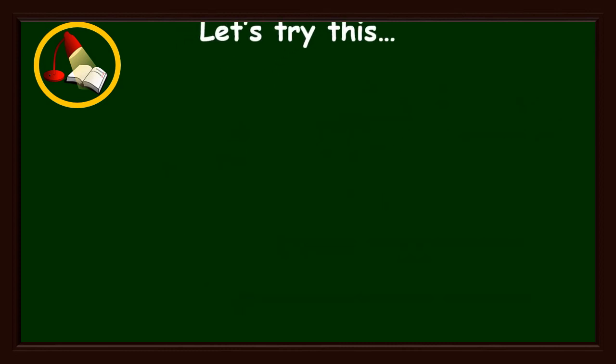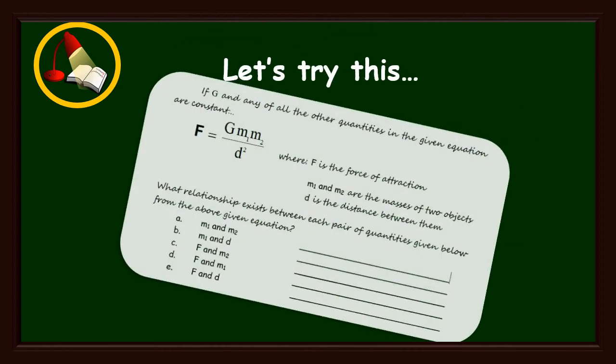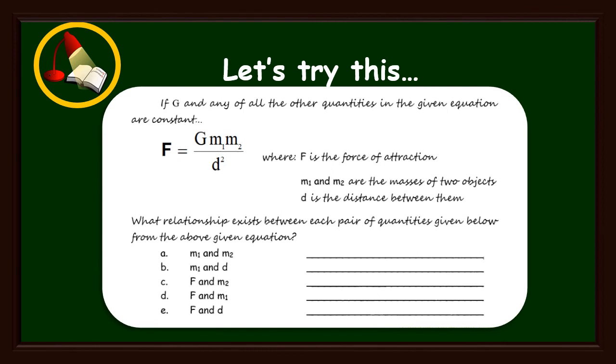And for a brief assessment of learning for this lesson, let's try this. If G and all the other given quantities in the equation are constant, what relationship exists between each pair of the quantities given below from the above given equation?